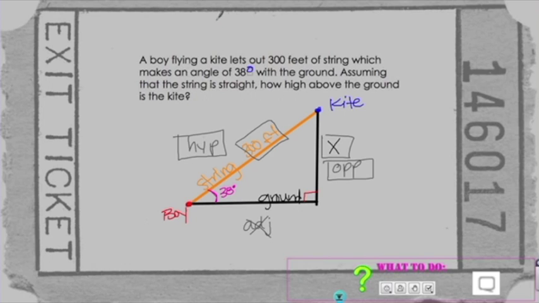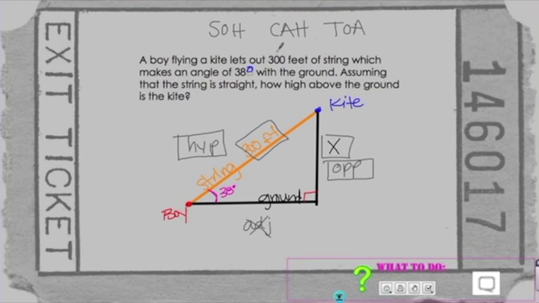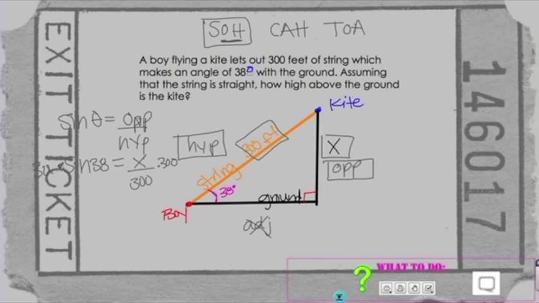So then if I think about my three trig functions, sine, cosine, and tangent, SOHCAHTOA, the one that uses the hypotenuse and the opposite, the O and the H, is going to be sine. So the sine of an angle is equal to the opposite over the hypotenuse. Okay, so the sine of 38 is equal to x over 300. Multiply by 300 on each side. And we are left with 185 feet for x. An approximation.